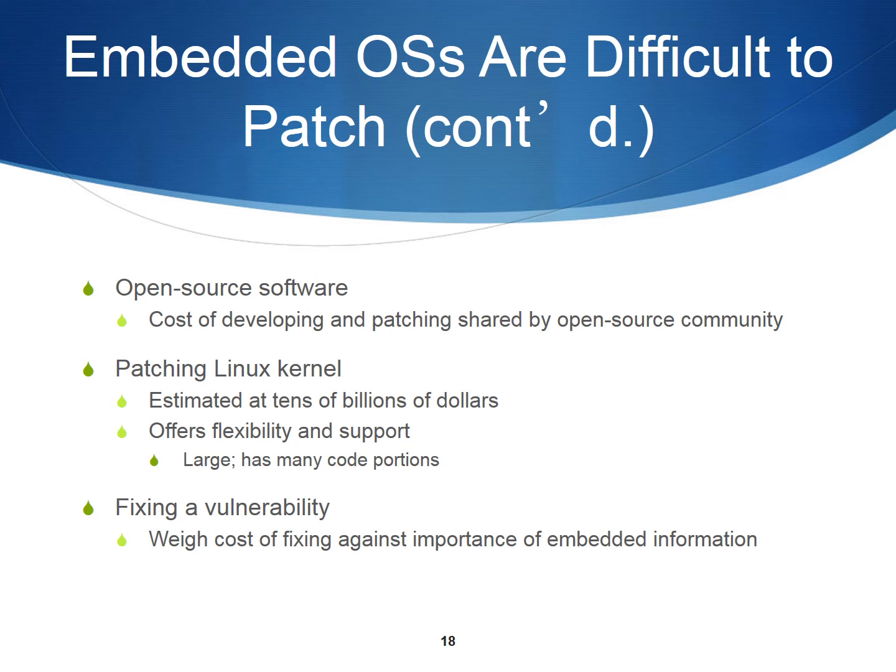Embedded operating systems are difficult to patch, continued. With open source software, the cost of developing and patching is shared by the open source community. Patching the Linux kernel is estimated at tens of billions of dollars and offers flexibility and support. However, it is quite large and has many code portions. In determining whether to fix a vulnerability, it is important to weigh the cost of fixing against the importance of the embedded information needing to be fixed.